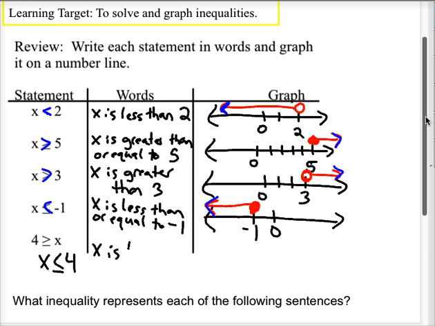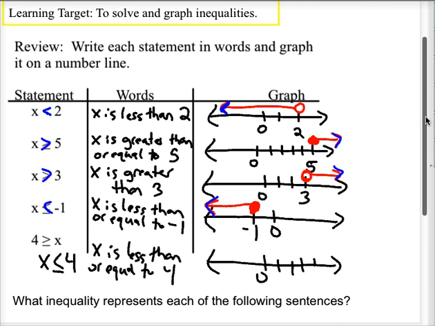So x is less than or equal to 4. 1, 2, 3, 4. Or equal to means it could actually be 4. So I'm going to make it a solid dot, less than. And then again, really quick check, does my arrow match the direction of my inequality? Because I switched it the way that I wrote it, yes, it does.